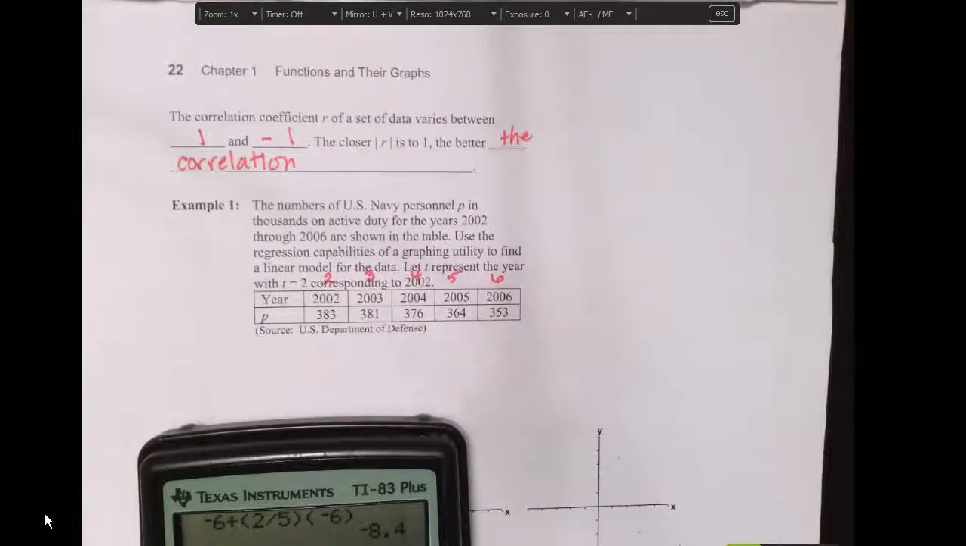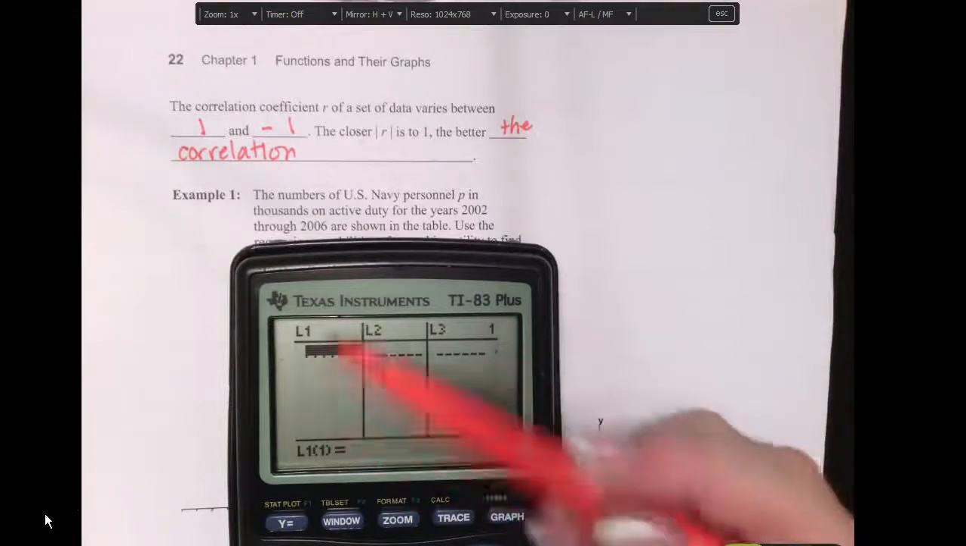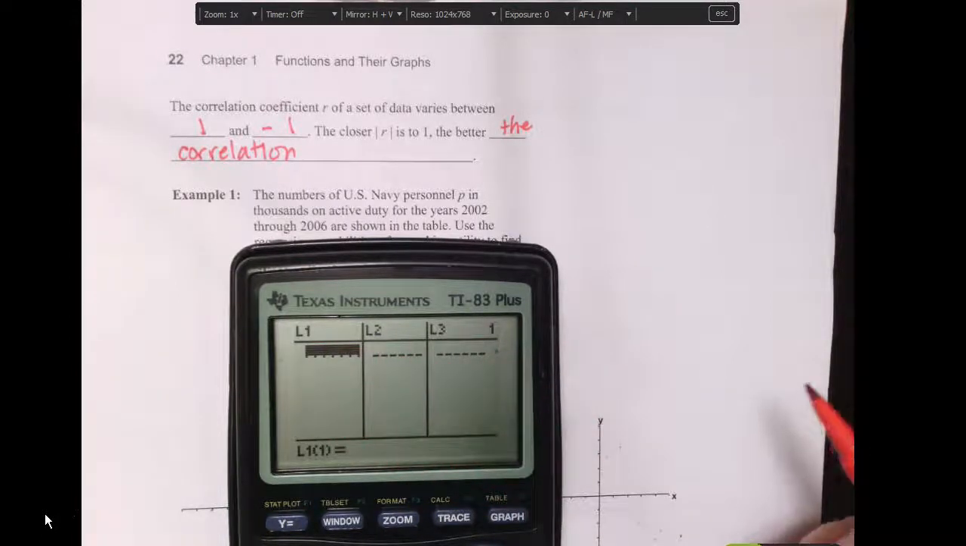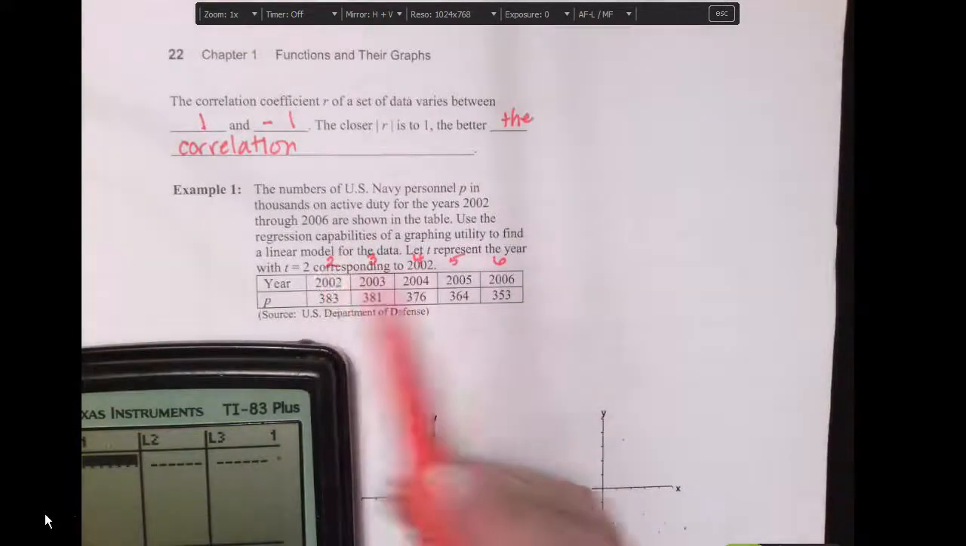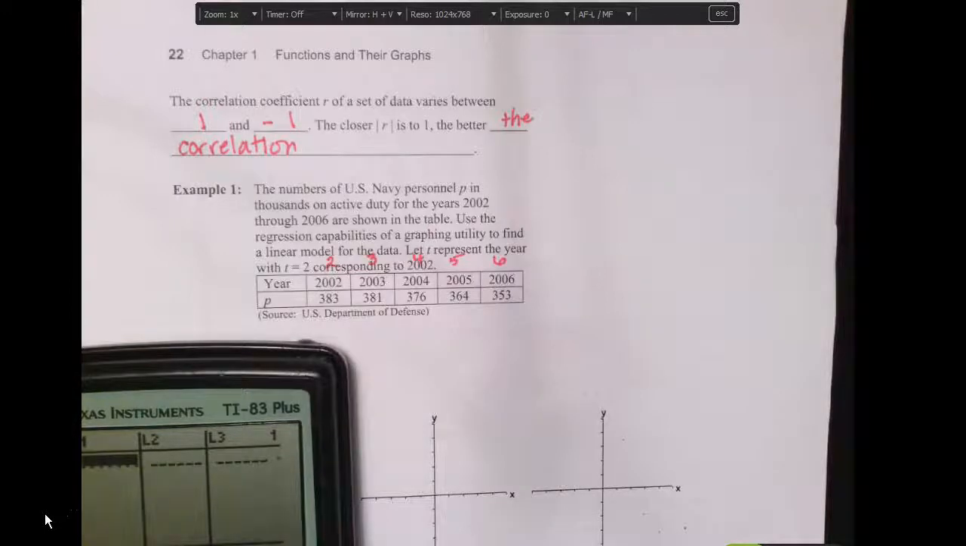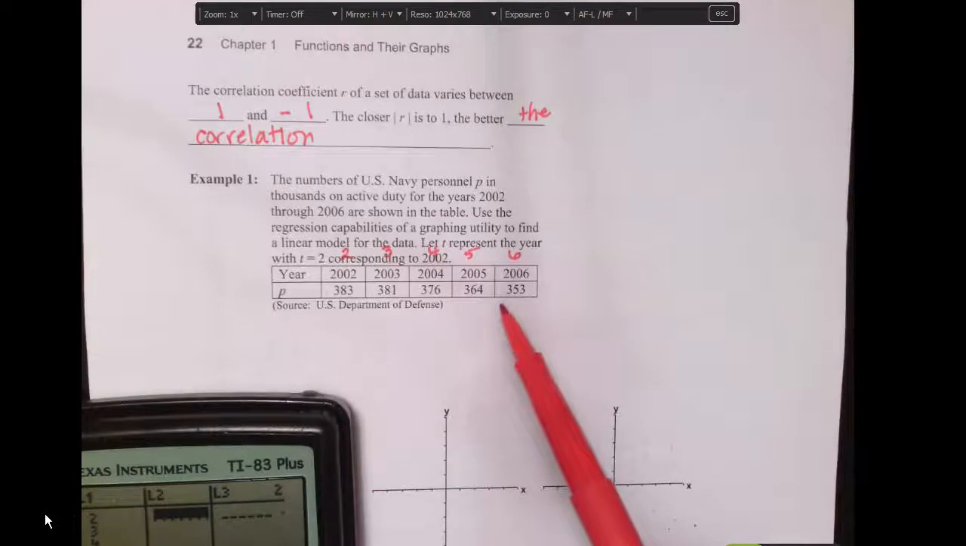And to put in the data, I'm going to go into my stat menu. I want to edit, and all these different lists in here, you can compare up to 6 items of data. So for my list 1, I'm going to make that be the years, because those are the independent values. So I just enter in 2, 3, 4, 5, 6. And then for list 2, my second set of data, I'm going to look at these P values here for the number of personnel per year.